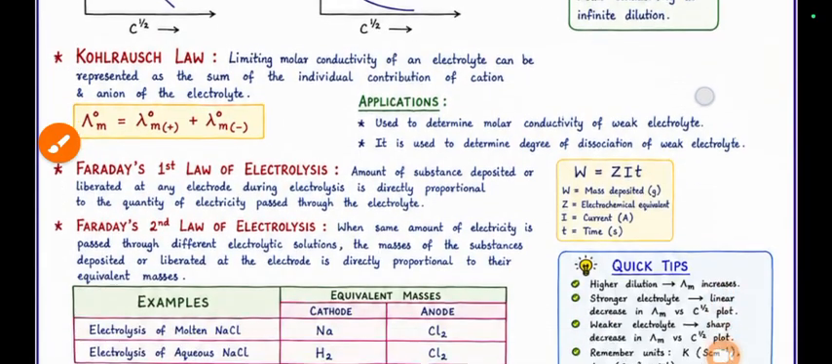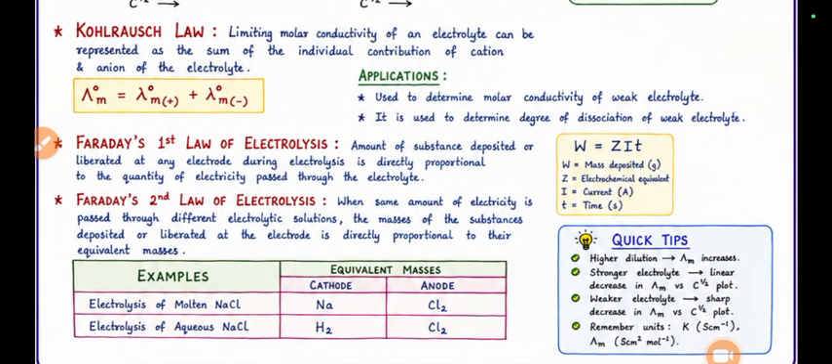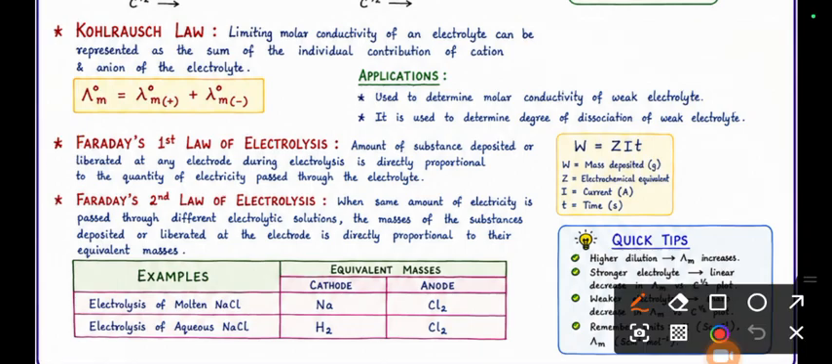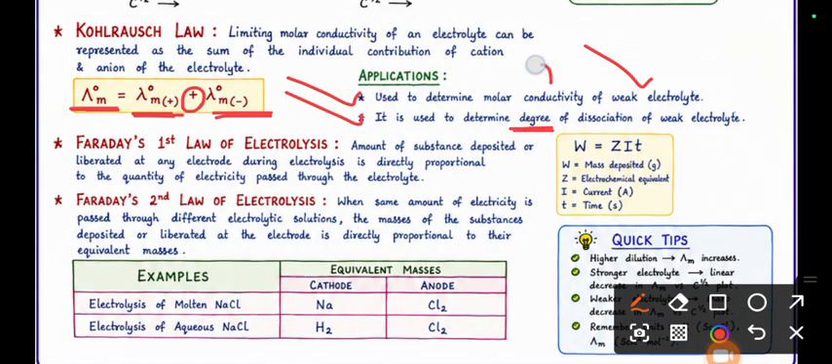Next, for 2 marks, they will ask one law, Kohlrausch law, and its application or significance. This law states that limiting molar conductivity of electrolyte can be represented as the sum of the individual contributions of cation and anion. Application: it is used to determine the molar conductivity of weak electrolyte, and second application, it is used to determine the degree of dissociation, alpha, of weak electrolyte.